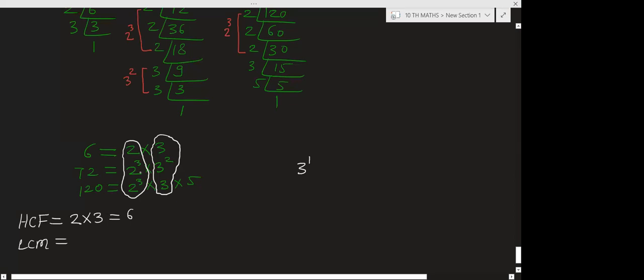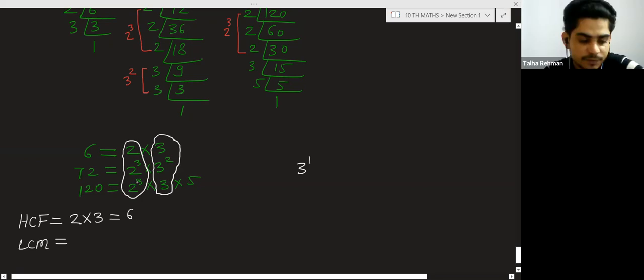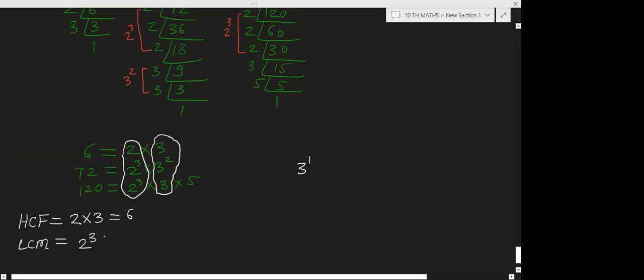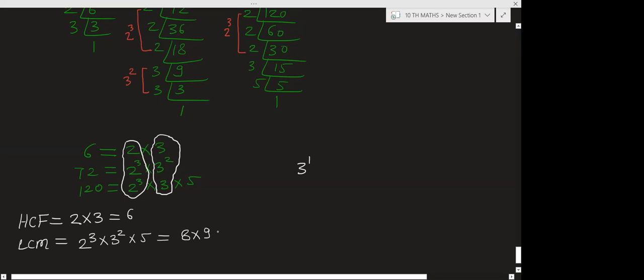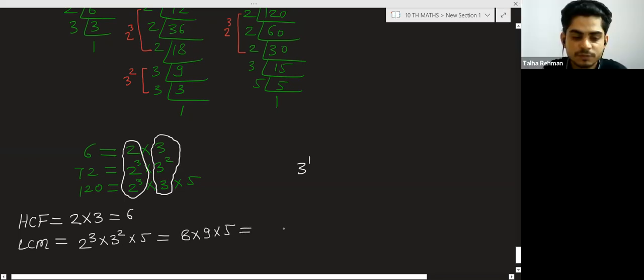And for LCM? Sir, it will be 2 cube into 3 square into 5. Very good. This will be 8 into 9 into 5, sir. This will be 360, na? Yes, sir. Very good.